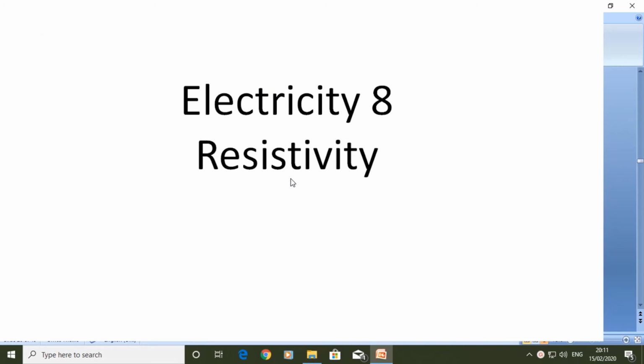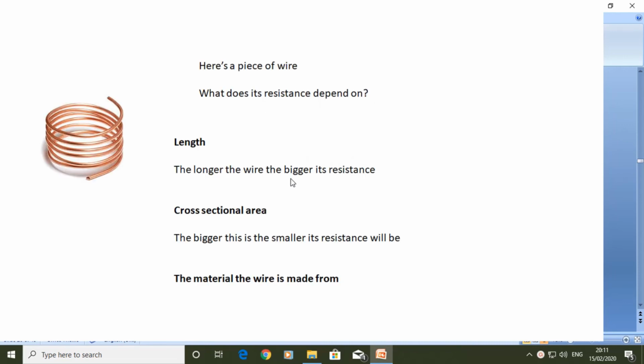Resistivity. Electricity 8 is on resistivity. Okay, here's a piece of wire, might be a copper wire or aluminium or steel, whatever. What does the resistance of a wire depend on? Well, it depends on the length of the wire. The longer the wire is, the bigger its resistance is.